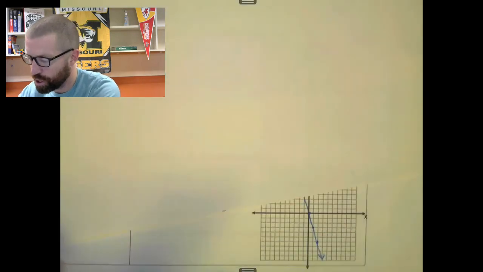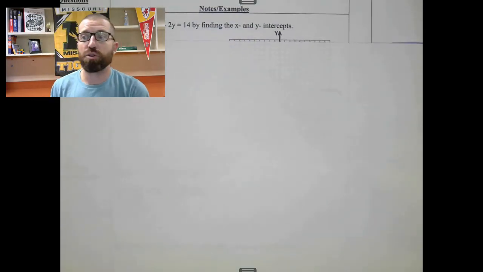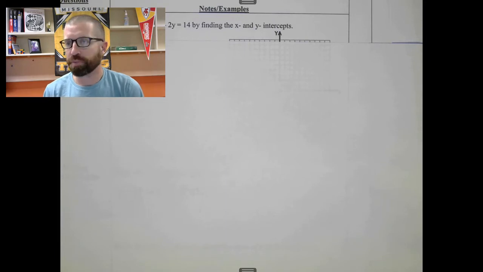And if I can get the page turned, I can do the next one. Let's see. Okay, so graph this line using x and y intercepts. Go ahead and pause the video, give it a try.